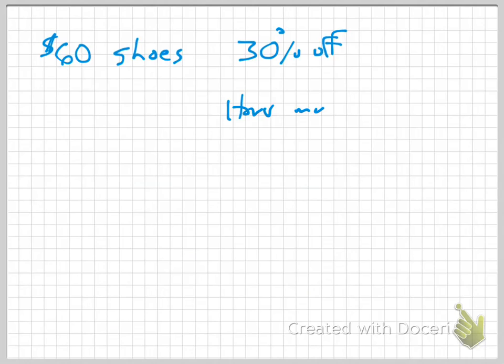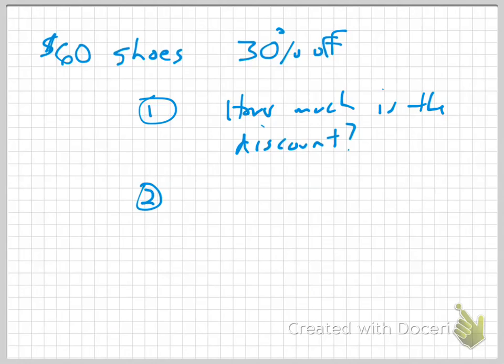Try this then. Try one for me. Some $60 shoes are 30% off. I want to know, number one, how much is the discount. Wow, my handwriting is awful right now. Discount, and number two is how much are the shoes? What's the discount mean? How much off is it?